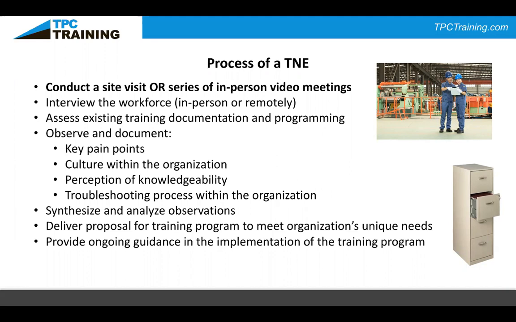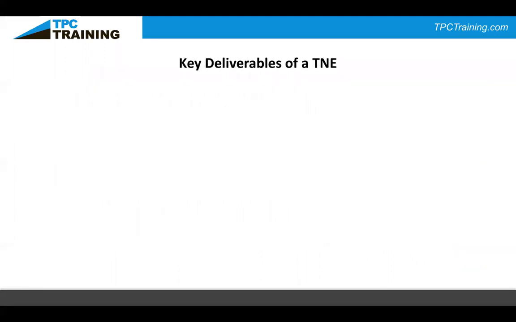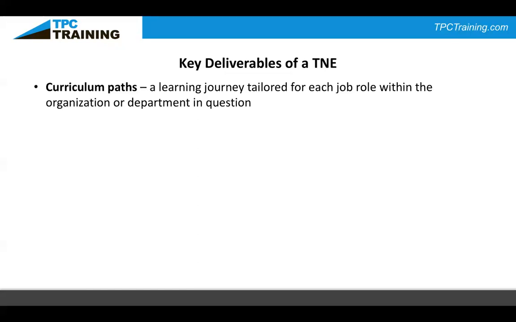So let's really break into that proposal a little bit and break into those deliverables of a training needs evaluation. In that proposal, the key deliverables that we tend to give on the TPC training side are three things. The first thing is curriculum paths, right? Really creating a highly tailored learning journey for each job role within that organization or that department. So let's say, the example I was using before, maintenance technician 1, maintenance technician 2, and then senior maintenance technician. What does it take to be the maintenance tech 1 right out of the gate?